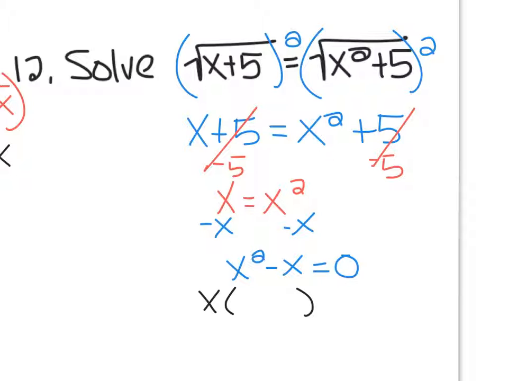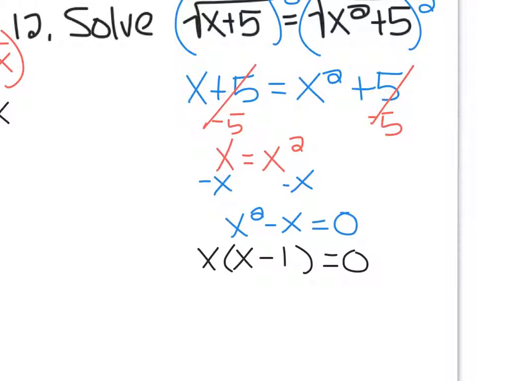So x times what will give me x squared? X. X times what will give me negative x? Negative 1. Last step, set each one equal to 0. So x equals 0, x minus 1 equals 0, so x equals 1.